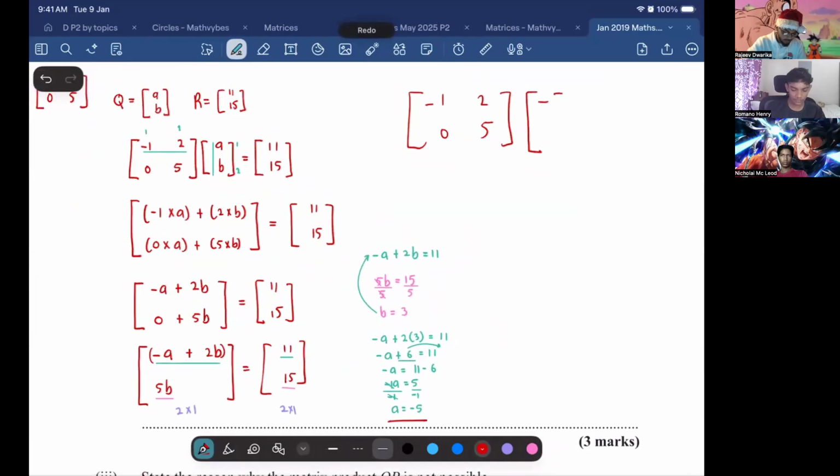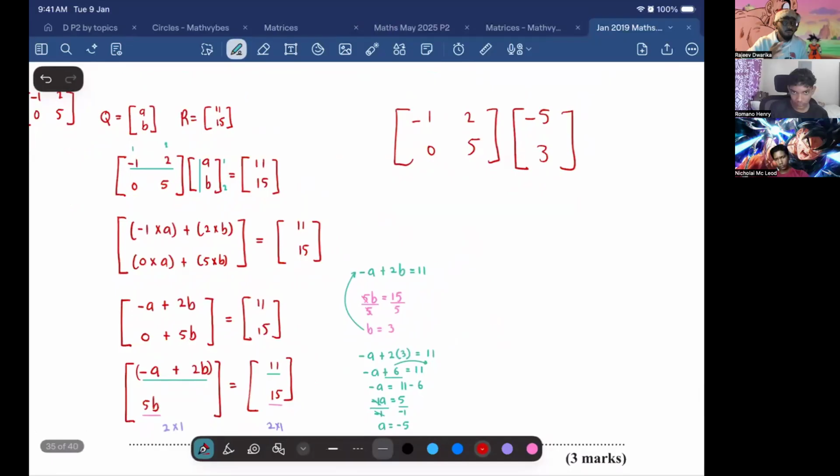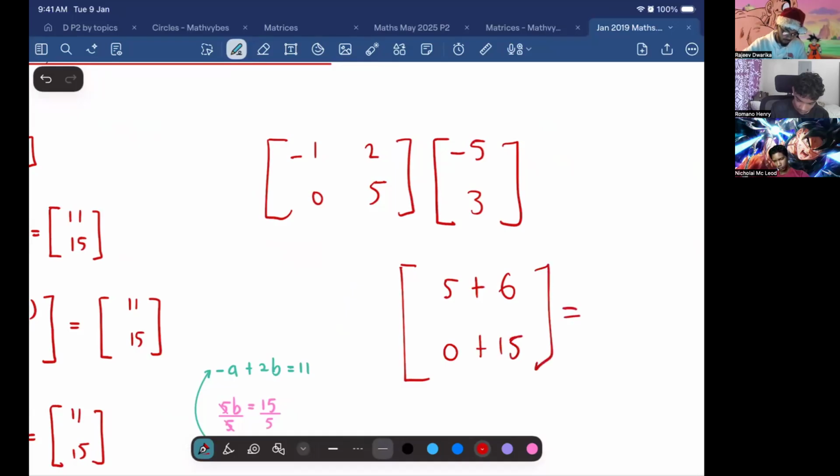So a is minus 5 and b is 3. When I multiply this out, what am I supposed to get if we're correct? 11 and 15. So minus 1 by minus 5 is 5. You add that to 2 by 3, which is 6. 0 by minus 5 is 0, and 5 by 3 is plus 15. What's 5 plus 6?